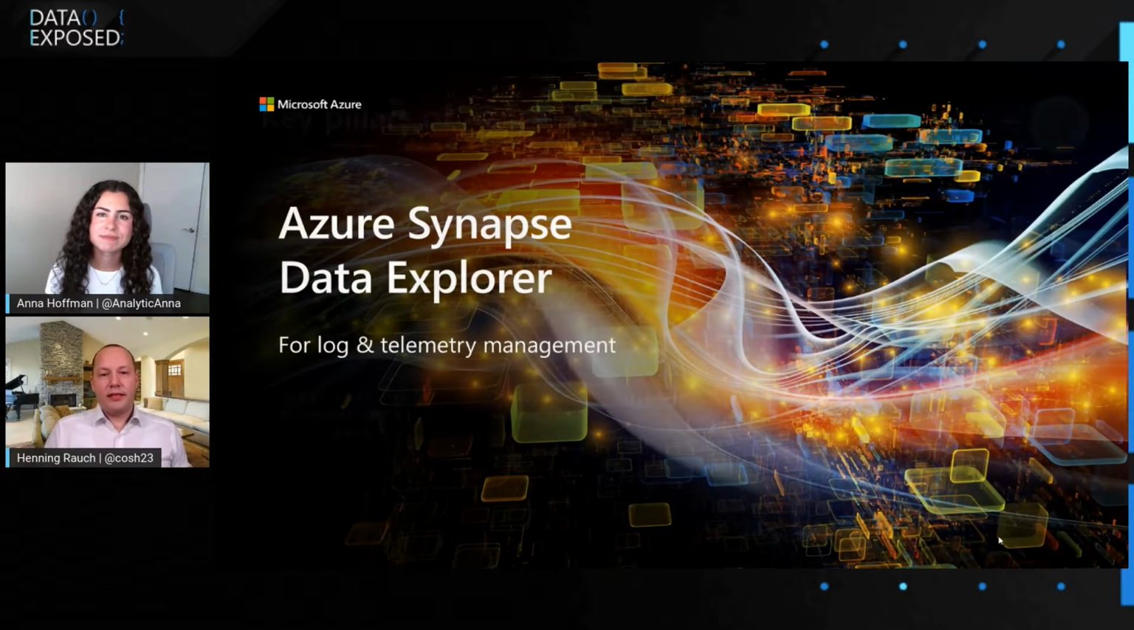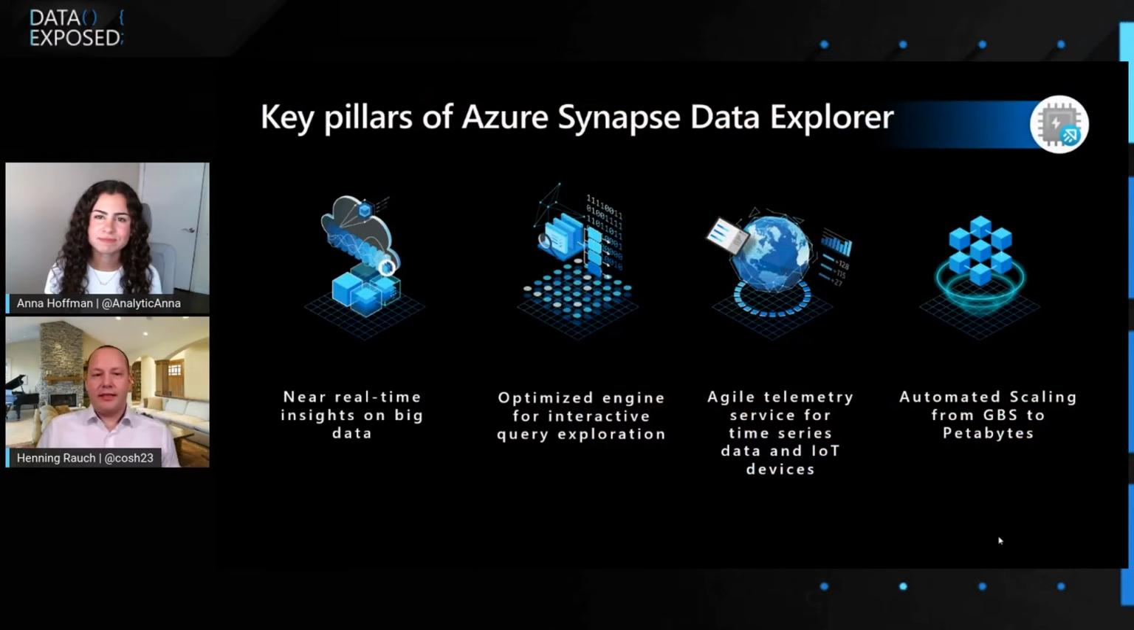Let's talk a little bit about the key pillars of Azure Synapse Data Explorer. It's actually the same ones as you get for Azure Data Explorer itself. So it provides near real-time insights on big data, high volume, high velocity, high variance. It provides you with an optimized engine for interactive query exploration. One of the really key pillars here is our intuitive query language called Kusto Query Language. You're able to store telemetry data from logs, custom logs, car telemetry data, IoT, industrial IoT data in it. And the good thing about it, it can scale from gigabytes to petabytes with ease.